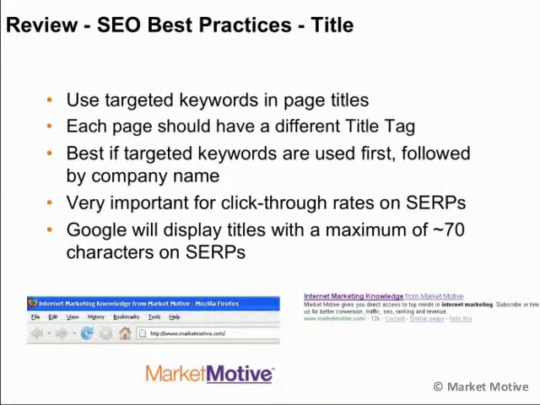So a review of the title tag best practices: use those targeted keywords, but don't go overboard. Each page should be unique and have a different title tag. It's best to target keywords first and then company name. It's very important for the search results, for the click-through rates, because of the bolding, and Google will display about 70 characters within those search results.